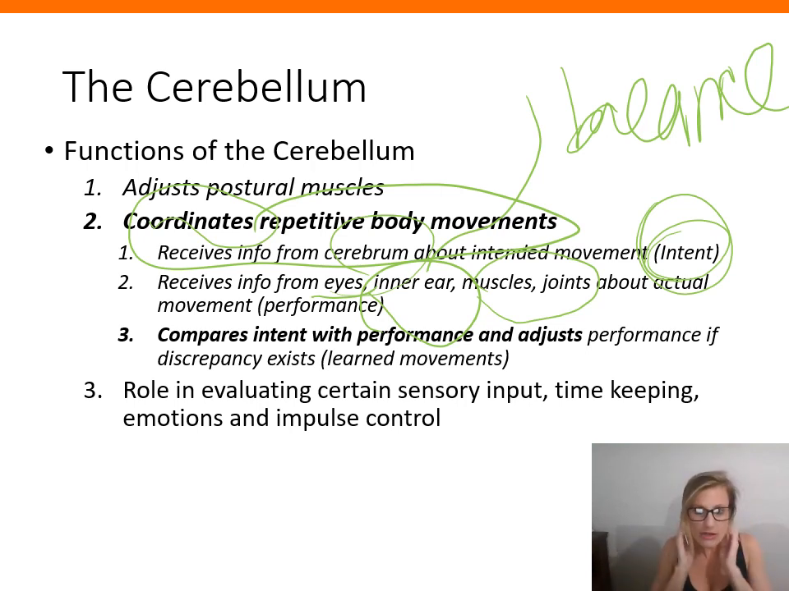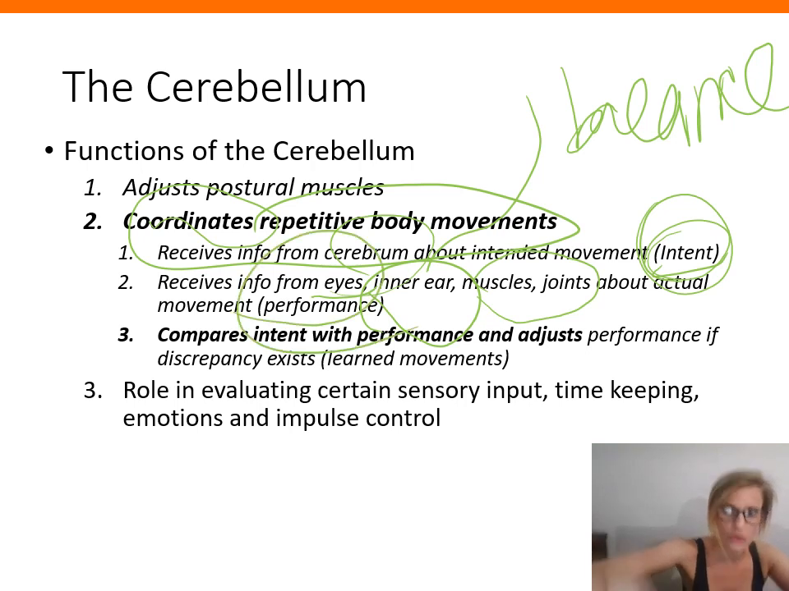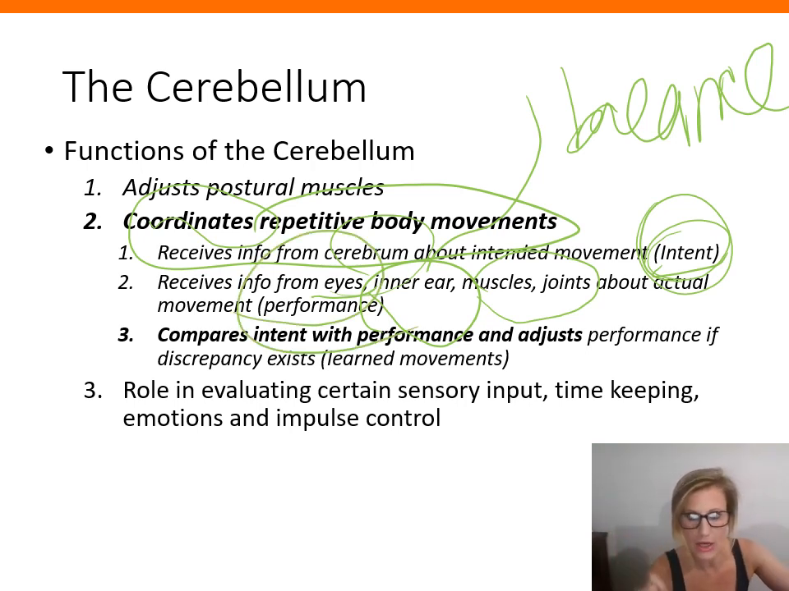And then the cerebellum compares these two things. It compares the intent, what did I plan to do, with the performance. What did I actually do? And the cerebellum, when it compares these two things, it says, okay, do they match? Did I do what I wanted? Or was there some sort of a discrepancy? Did I mess up in some way?